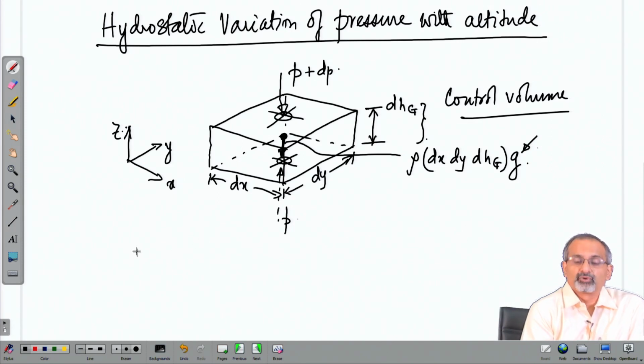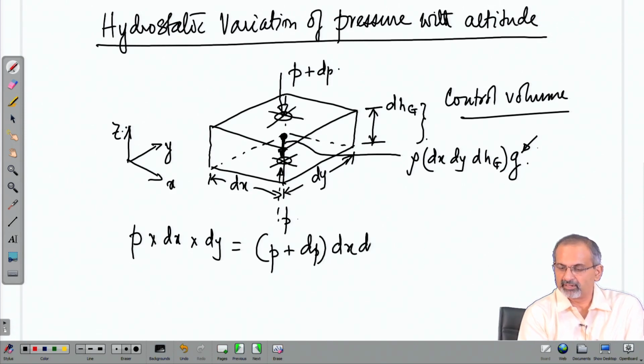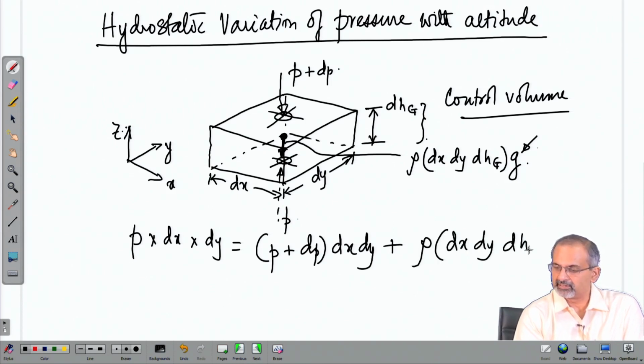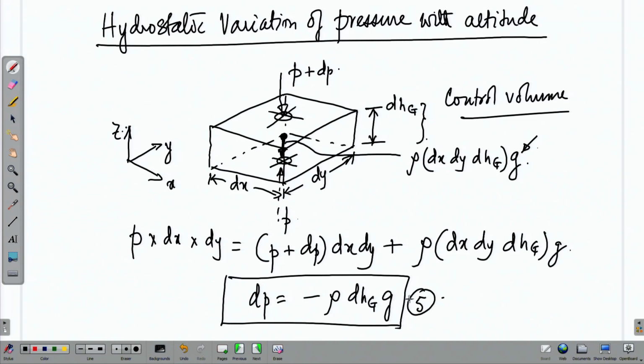Now, if you write the force balance, then it works out like this: P into dx into dy is P plus dP into the same dx dy of the upper surface plus rho times dx dy dHg into g. Right? This is the force balance. What comes out of it? You get an expression for dP like this. This is our fifth equation. So, it comes from the force balance equation, which keeps the control volume stationary.